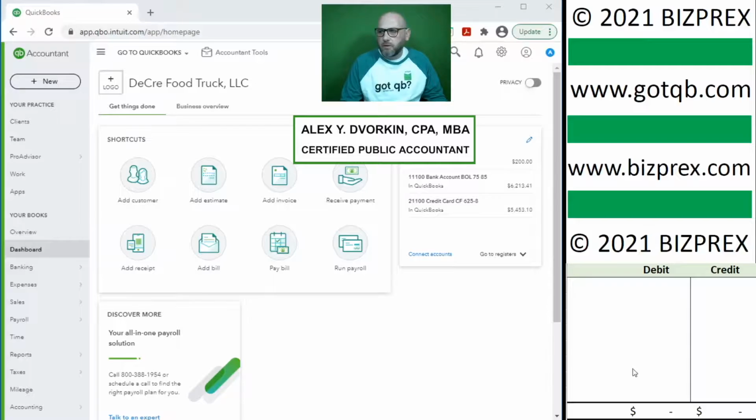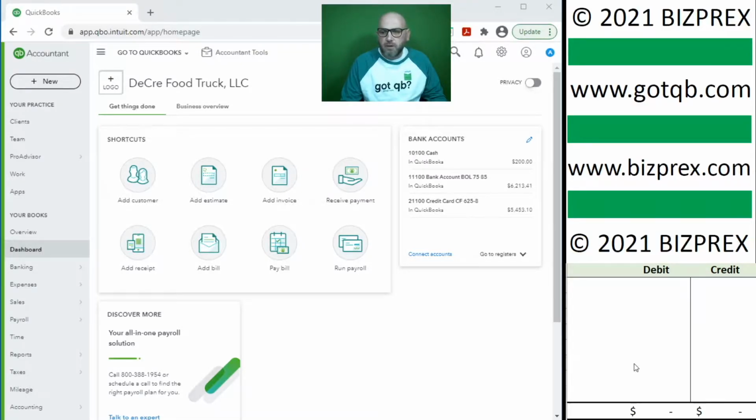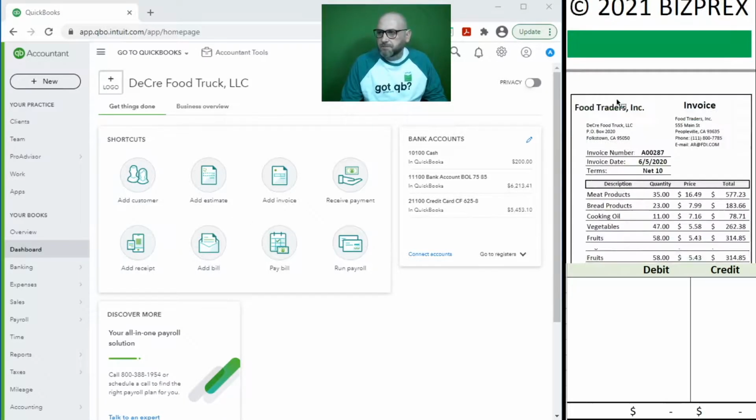Okay, let's go ahead and start booking invoices for June. This time we will not use the drag and drop of PDFs function. We will still use the accounts payable. We just want to demonstrate how it goes if you go through the add bill interface. So let's get going with that.